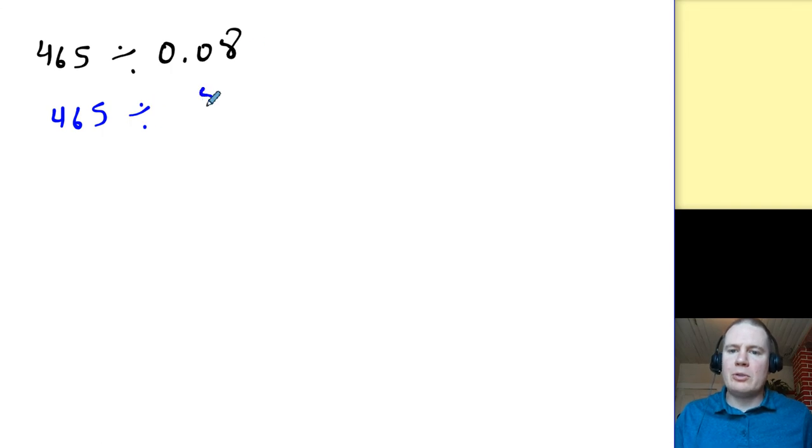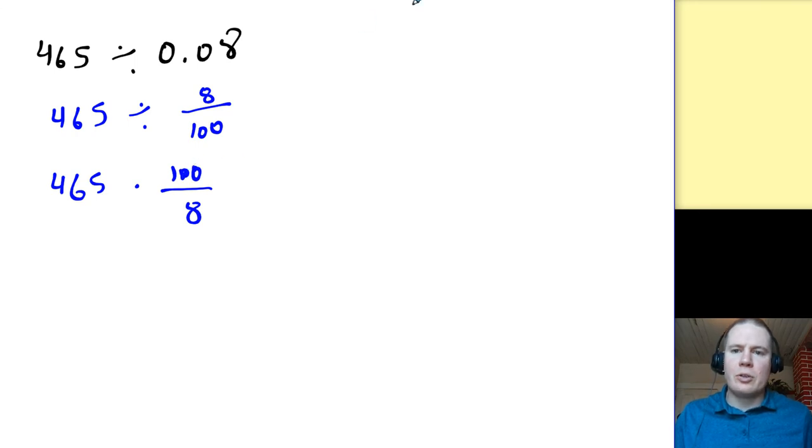0.08 really means 8 hundredths, right? Tenths, hundredths. So I'm dividing by 8, so I can show that times 1/8. Dividing by hundredths, dividing by 100, that means times 100.